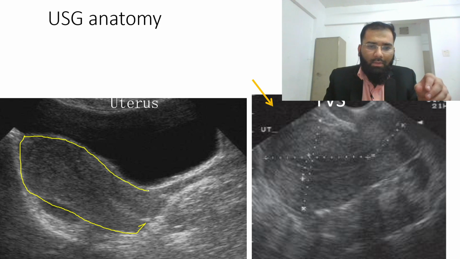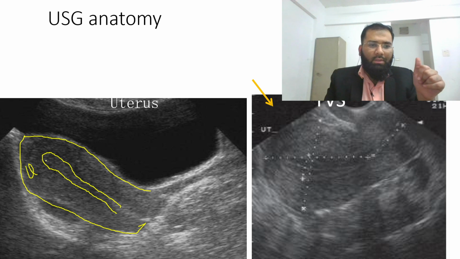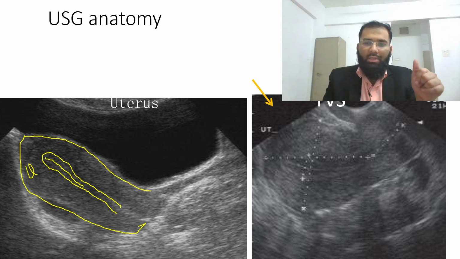This organ, which is just behind, posterior to the urinary bladder, is the uterus. Look carefully. Can you see this layer in the center of the uterus? If you look more carefully, you'll be able to see this. This is the endometrial lining, or ET.